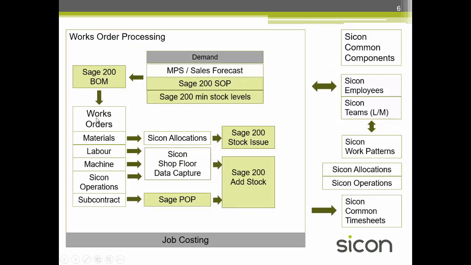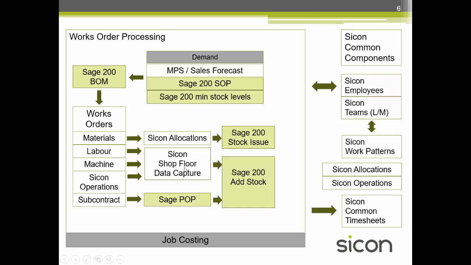This screen just elaborates a bit more about the works order processing. It expands on what creates the demand, the relevant breakdown of the works order, so the materials, the labour, the machine, the operations, the subcontract, and how those interact across the system. The allocations we've created in here are something that we've enhanced a little bit to allow us to move stock around in the warehouse. So every allocation is now a Sicon allocation, so that we have references to what we need to adjust if we're moving stock around in the barcoding.